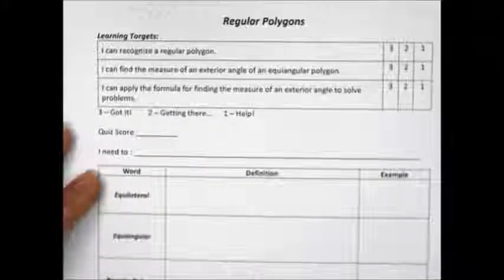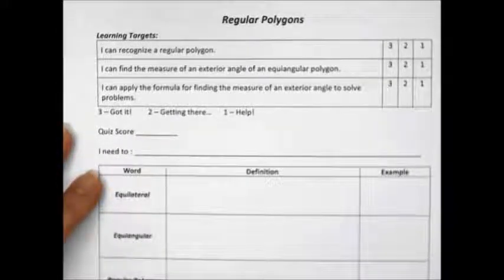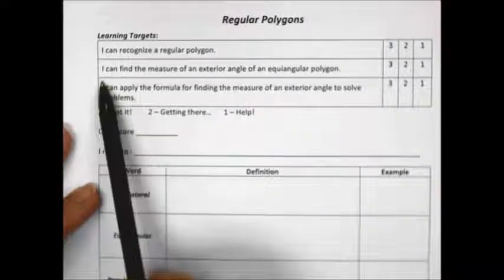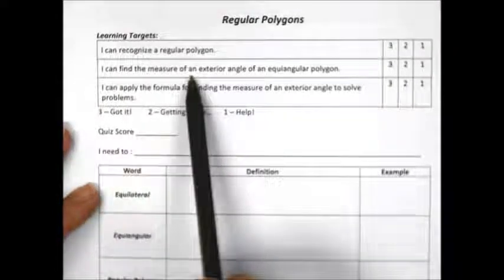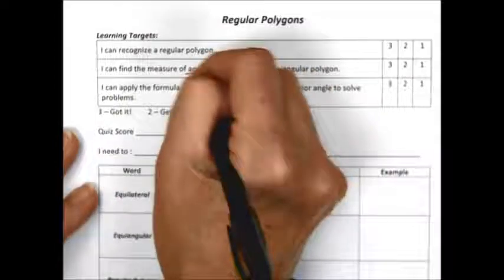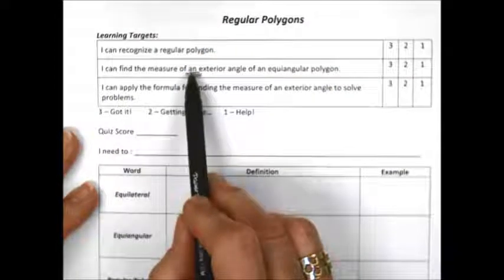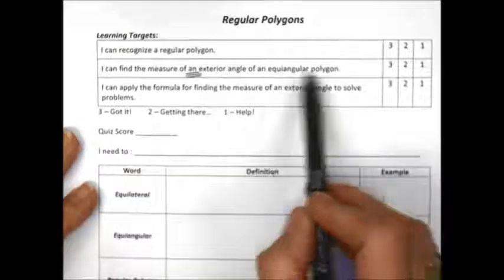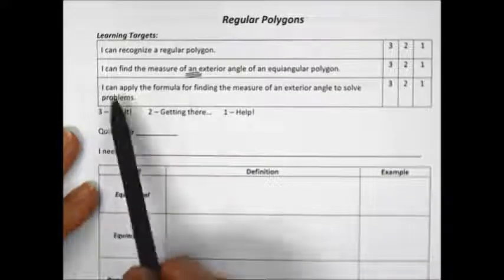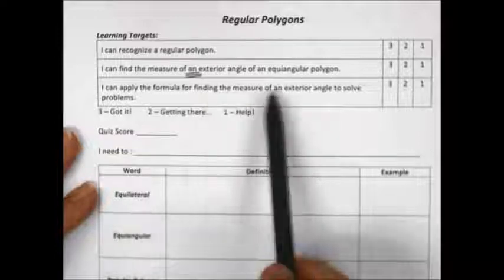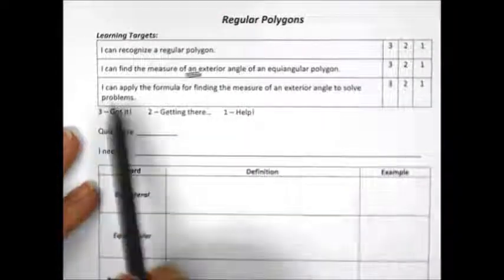Okay, our last section in this chapter is on regular polygons. So if you look at our learning targets, 1, I can recognize a regular polygon. So what does that mean to be regular? And then our other targets are I can find the measure of an exterior angle. Notice this is different. Yesterday we were finding the sum of exterior angles. Here we're finding an exterior angle of an equiangular polygon. I can apply the formula for finding the measure of an exterior angle to solve problems.